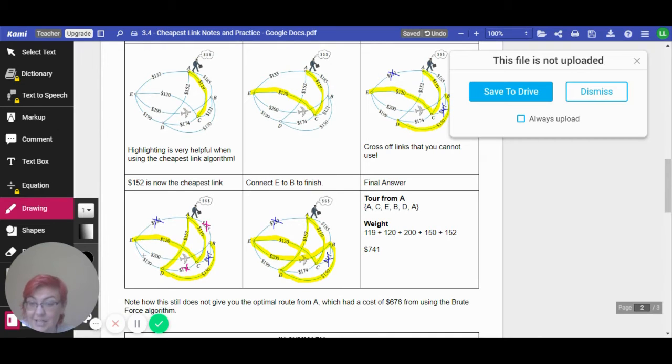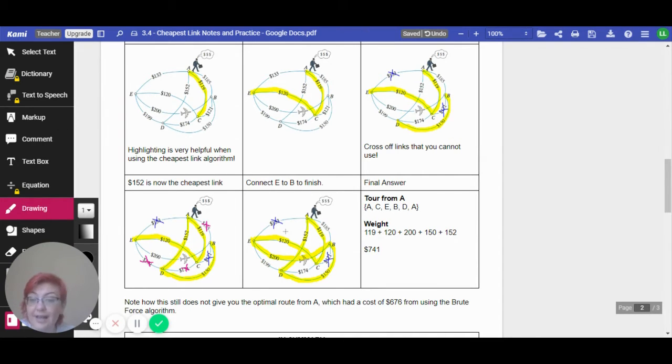199 would give D degree 3. So the only thing left for me is E to B, this link here, and we're connecting it to finish. So a tour from A goes from A to C to E to B to D to A. And its weight is 119 plus 120 plus 200 plus 150 plus 152 for a total of 741.